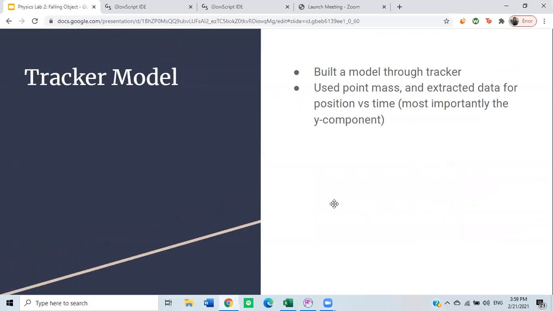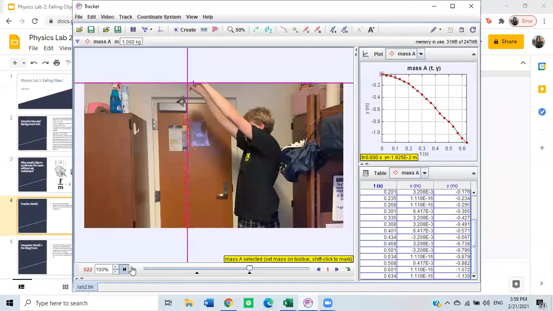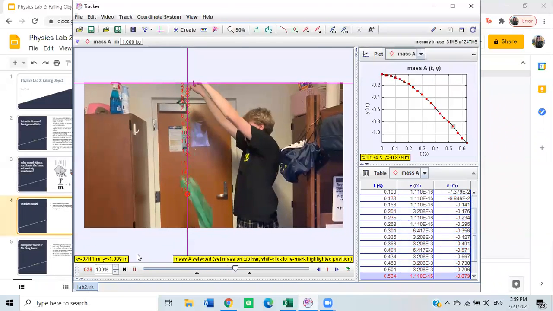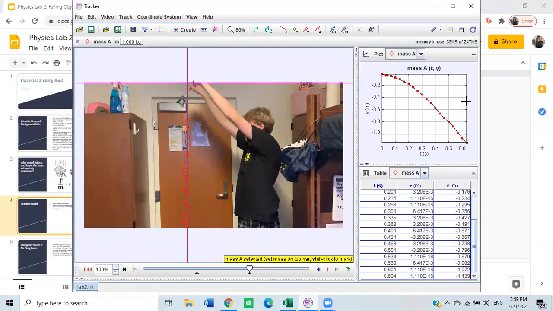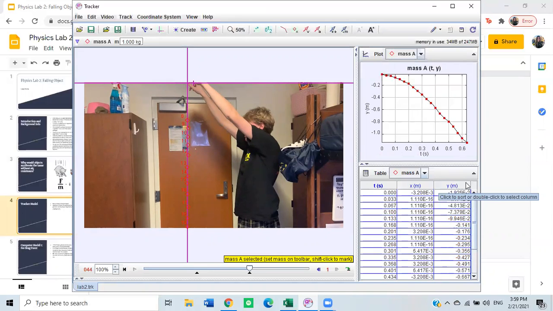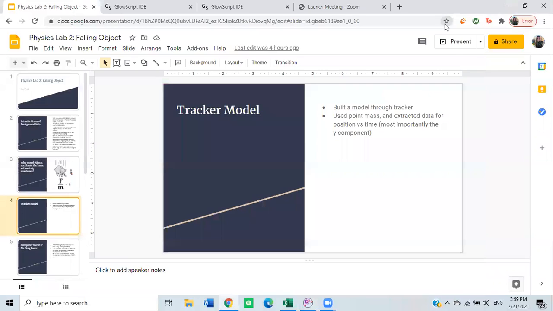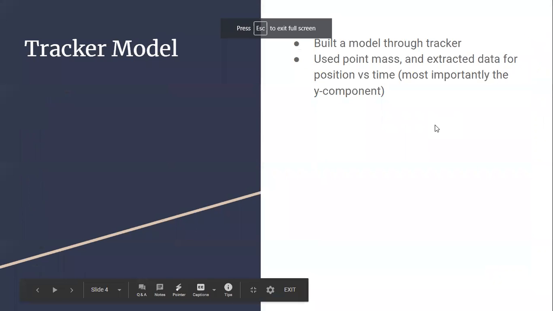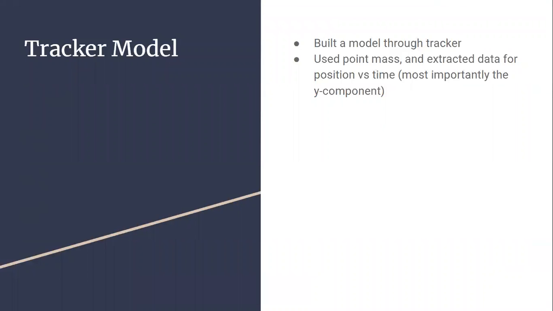So if we go and look at my tracker model, here I have it right here. We can see the plastic bag falling, and tracker actually shows this data over here of y position versus time. We can see that this is not linear because there is a net force acting on the plastic bag, and it's actually exponential, so it's accelerating downwards. And then we have all of our data for t, x position, and most importantly, y position here on the bottom. So if we summarize it, we built a model through tracker, and we used point mass and extracted data for the position versus time, most importantly, the y component, to then compare it to our computational models.